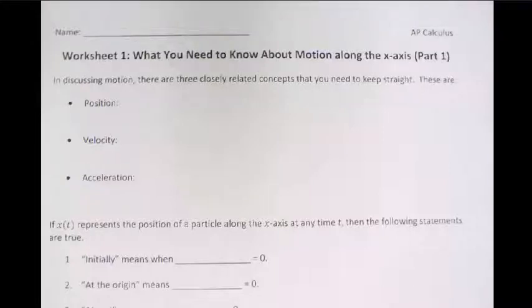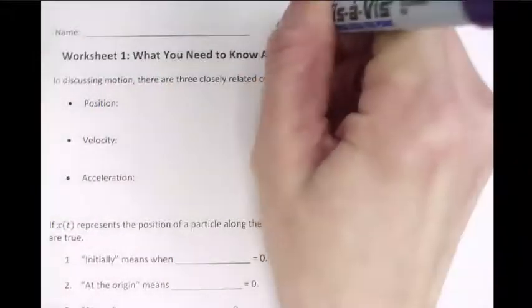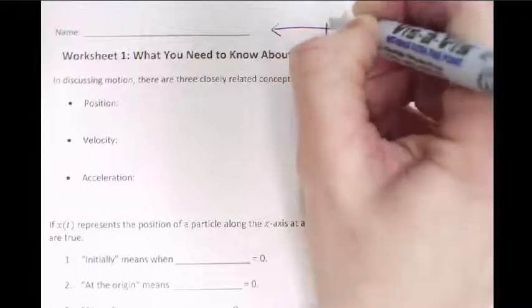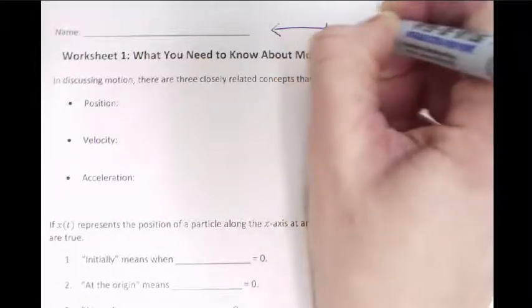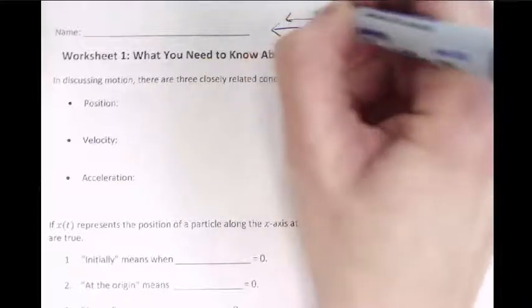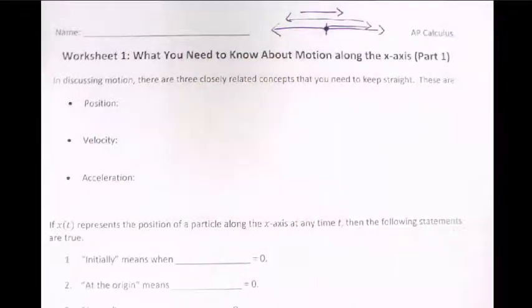Guys, this is Mrs. Carnes, and in this video we're going to talk about particle motion, and specifically motion along the x-axis. If you think about the x-axis being a straight line, we're talking about a particle starting on here and just moving linearly or horizontally back and forth along this axis in some kind of motion, okay?